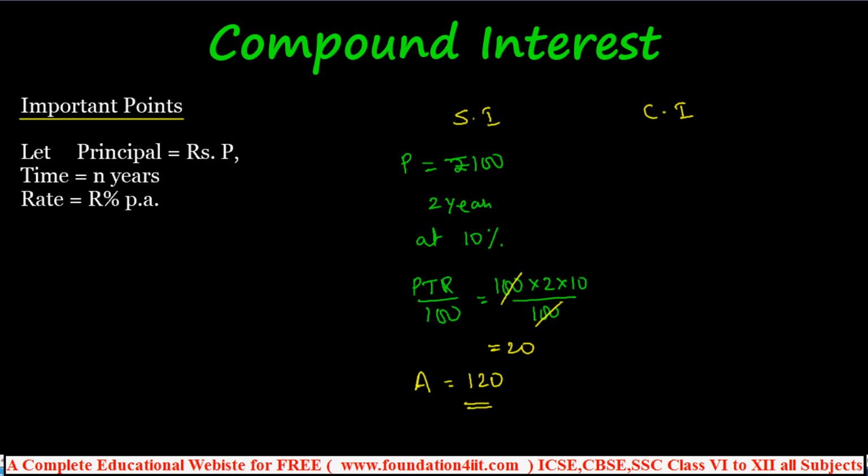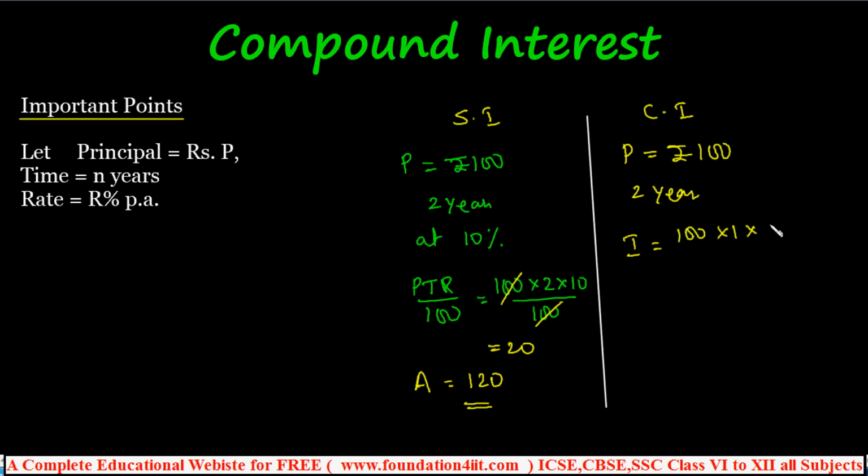Same example, if you observe in compound interest, calculated annually. The same principal amount is 100 rupees. Even if it's for 2 years, first we calculate the interest for the first year. First year interest is 100 into 1 year, 10% by 100, same, right? For every 100, 10 rupees.